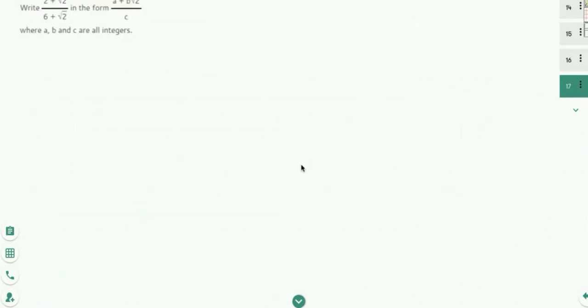No problem. Write 2 plus root 2 over 6 plus root 2 in the form a plus b root 2 over c, where a, b, and c are all integers. So we have this expression here. Well, I know it's a fraction, and I see there's a surd as our denominator. So this is an irrational fraction. And they want us to write it in this format, where c is an integer, a whole number. So c is rational. So therefore, clearly we have to rationalize the denominator, turn it from irrational to rational.